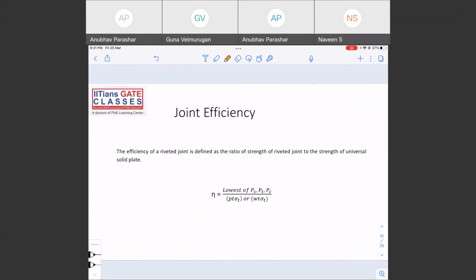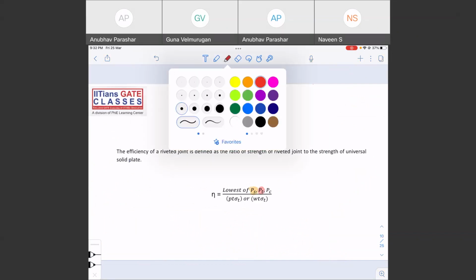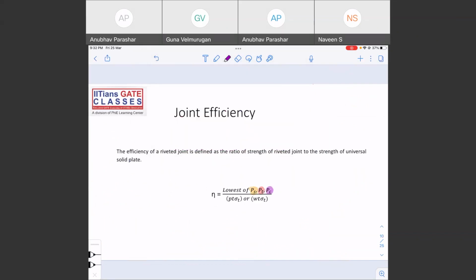Now there can be a question on efficiency of the joint. What exactly is meant by efficiency? You have seen three types of load. What are the three types? The shearing strength of the joint, the tearing strength of the joint, and the crushing strength of the joint. Three types of strength you have seen, right? Divided by the area of the plate which does not have any joint.